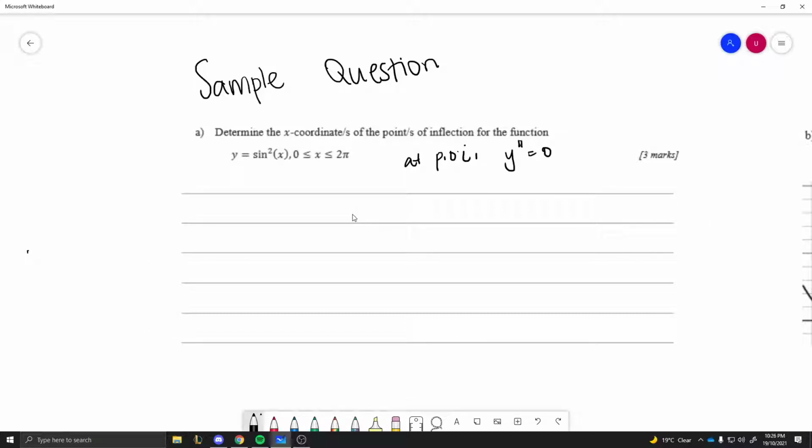Anyways, for the first derivative, also consider that sine squared x is equal to y equals sine of x, all squared. Just something to know. It just makes it a bit easier to know to use the chain rule. So we're just using the chain rule.